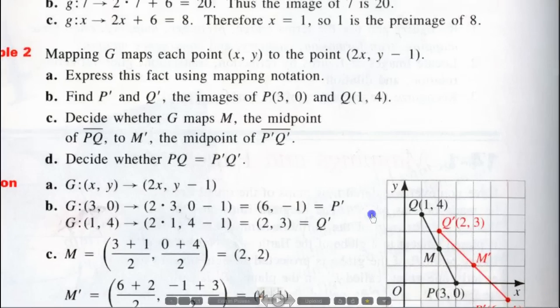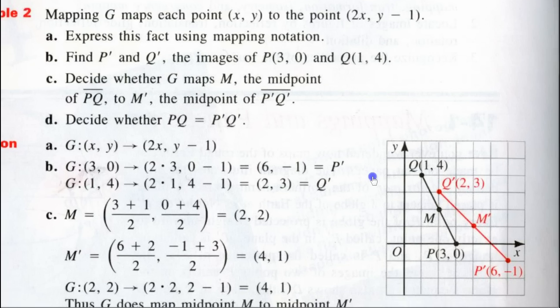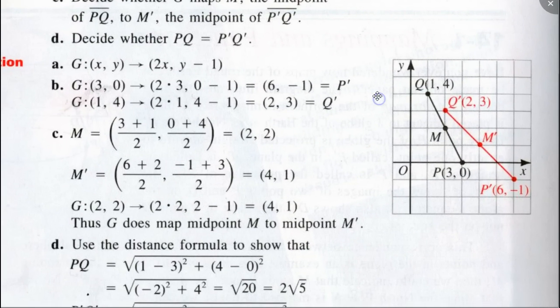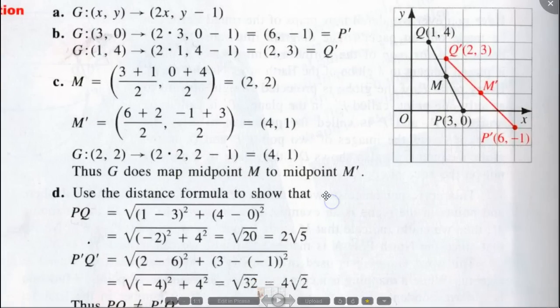So, how many people found the distance of PQ? How many people got 2 rad 5 for PQ? Okay, what about P prime, Q prime? 4 rad 5. Okay, so as you can see, you know for sure this is what? Not an isometry.